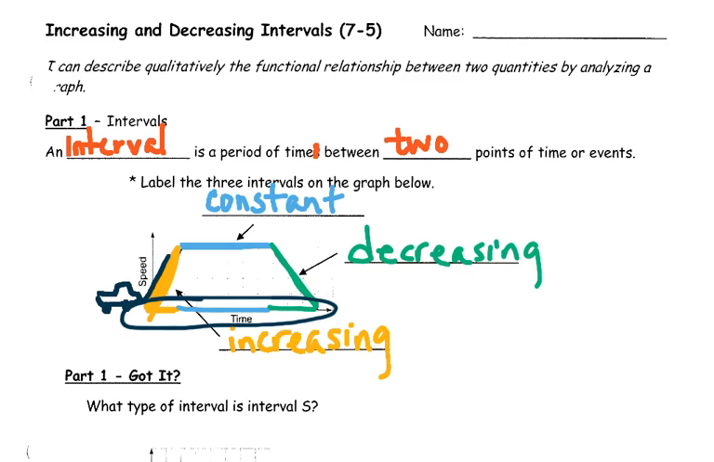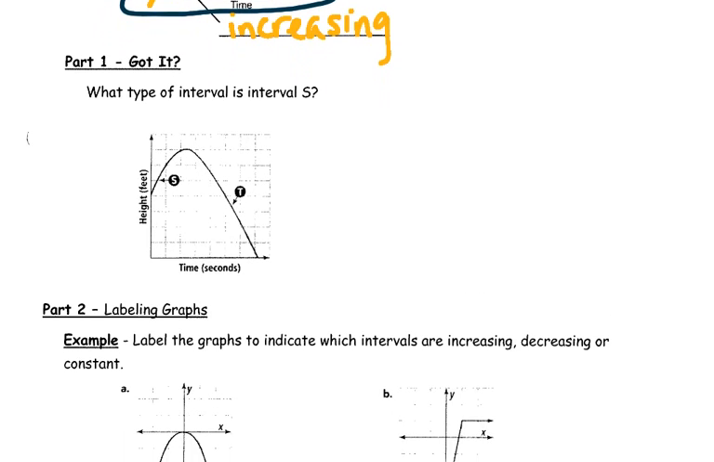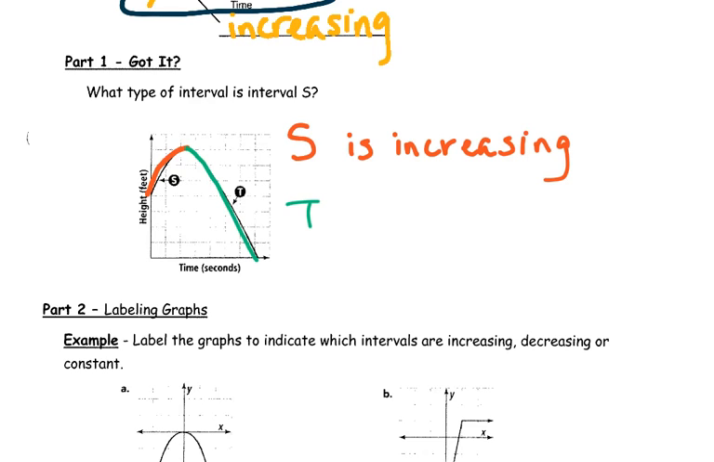Let's take a look at the got it. What type of interval is interval S? So if we were in a truck, I would say that the truck is going uphill, so S is increasing. It doesn't ask us this, but I'm going to go ahead and write it down, that T, the interval T, is decreasing.